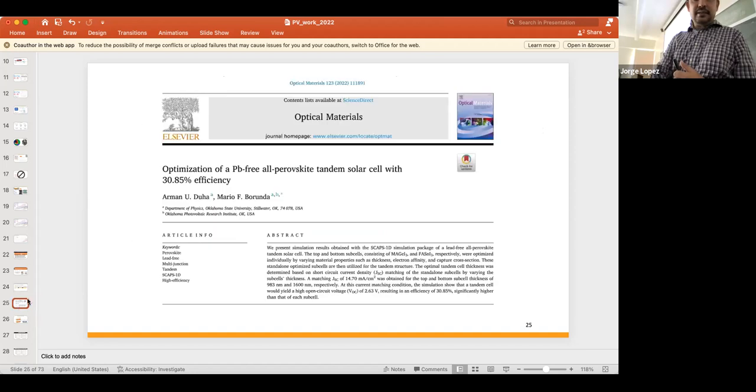Everybody's doing these materials. And we said, according to our theory in this paper, you can make a perovskite tandem solar cell without lead for 30.85 efficiency. So now we're looking for people to make it.